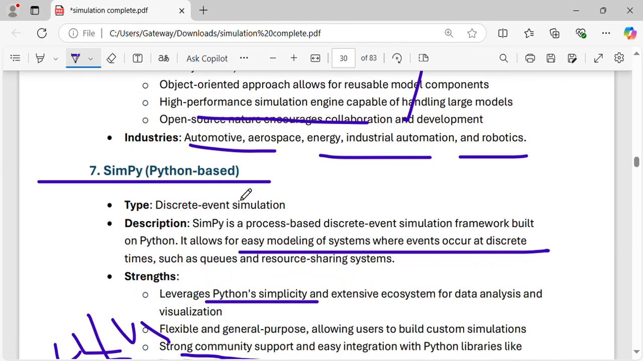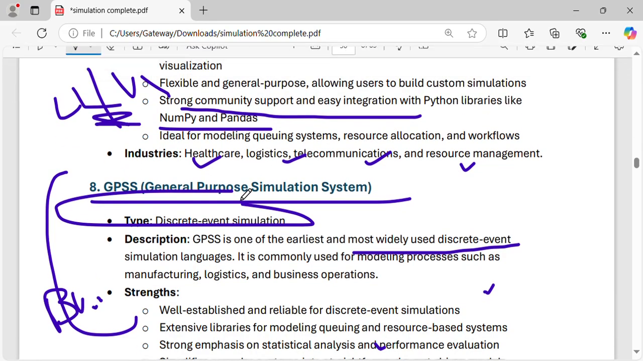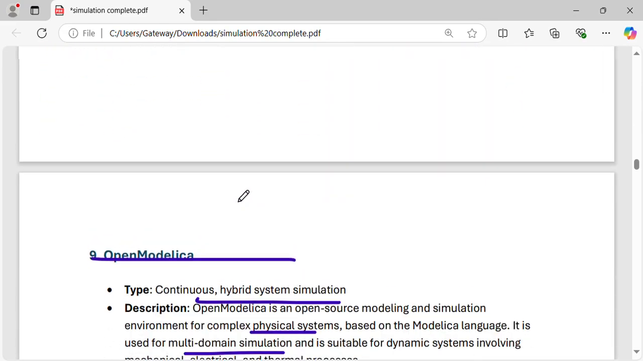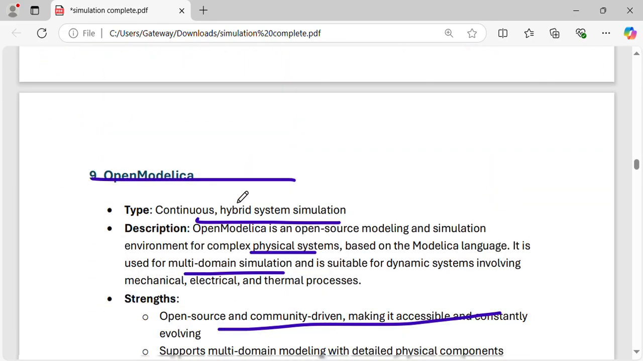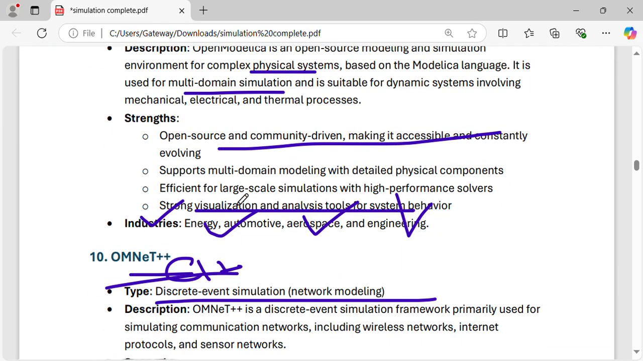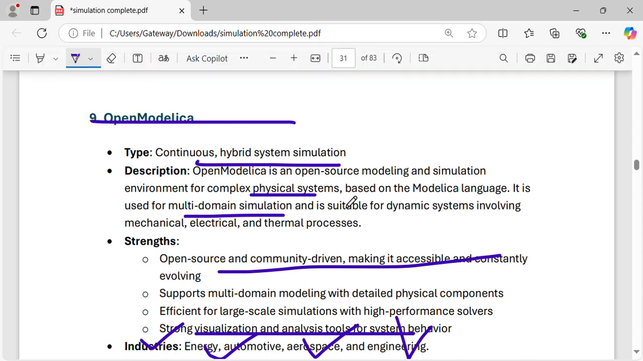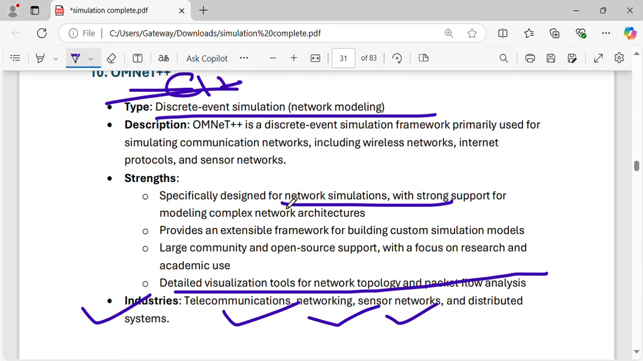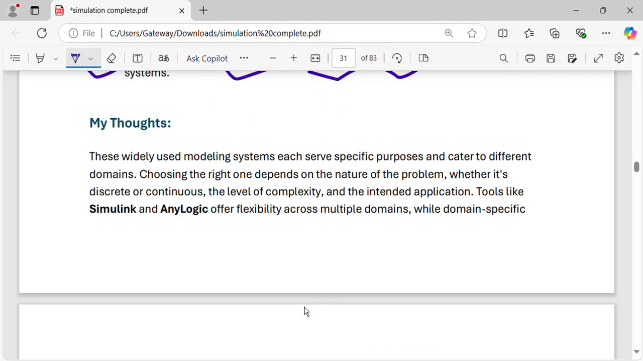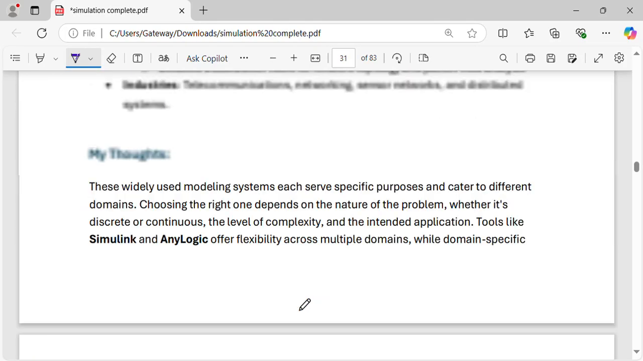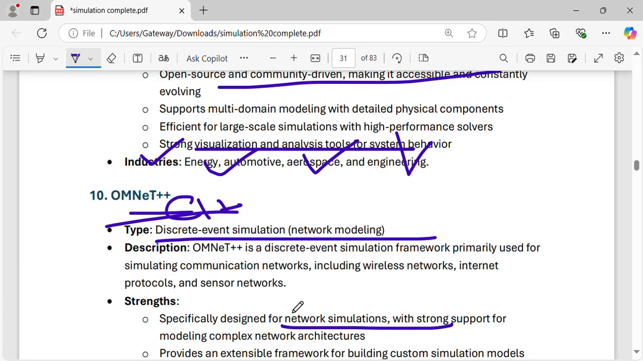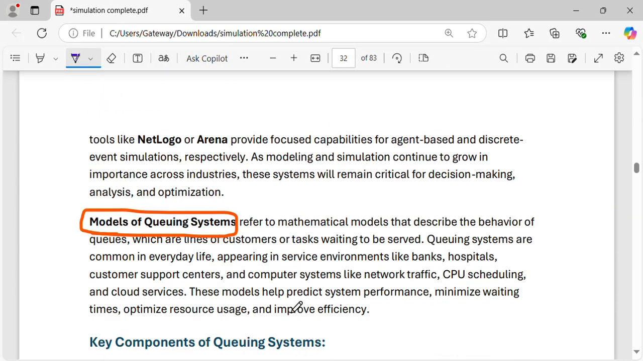We talked about SimPy, which is discrete, and GPSS, the General Purpose Simulation System, which is also discrete. Then we have OpenModelica, which is continuous, but the other one was object-oriented; this is a hybrid system, and it works with energy, etc. OMNeT++ is also discrete event simulation, and it works for networks, etc. So these are all the languages. In the next video, we're going to study the important ones, models of queuing systems.